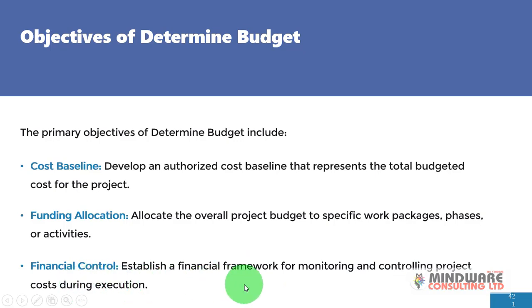So these are the primary objectives for the determine budget process. It helps us to establish an authorized cost baseline. It helps us in effective and efficient fund allocation. It also helps us in financial control.